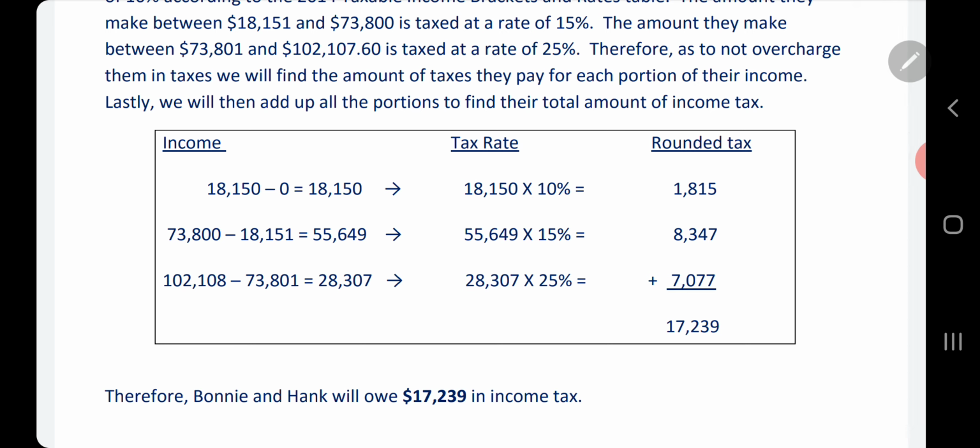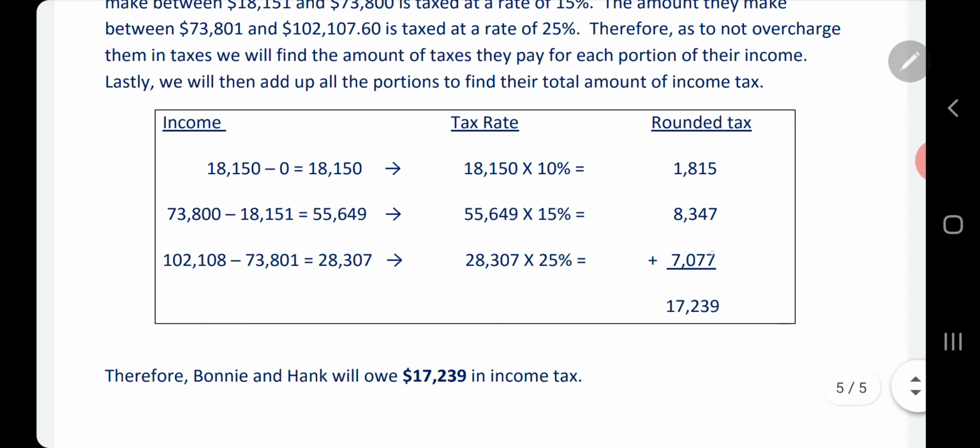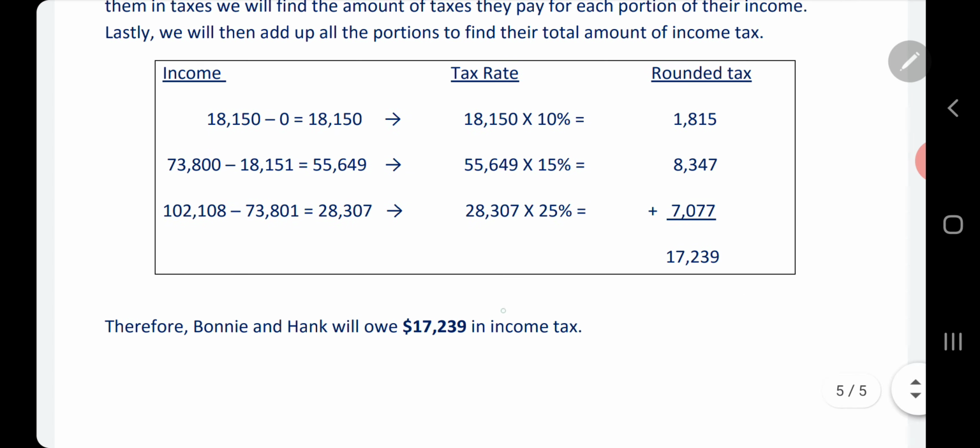$7,077. So altogether, they have to pay federal income tax of $1,815 for the 10% rate, $8,347 at the 15% tax rate, and $7,077 at the 25% tax rate. When you add all those numbers up together, you get $17,239. That is what they will be paying in income tax.